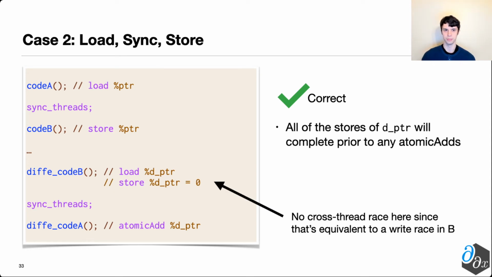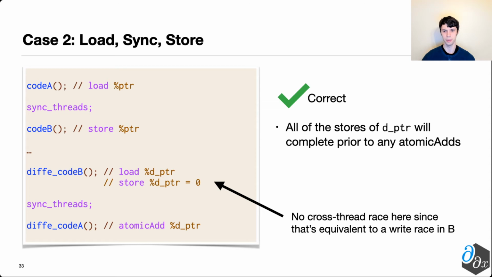Now let's talk about case 2. Here we have a load, a sync, and then a store. The corresponding derivative of this is first the derivative of the store, which is the load of the shadow and setting it equal to 0, the sync, then the derivative of the load, in this case the atomic add. And again, this is correct. The reason that is correct is that all of the stores of D pointer will complete prior to any of the atomic adds in the derivative of code A, ensuring that any subsequent uses have all of the atomic adds done prior to their use in a later piece of the code.